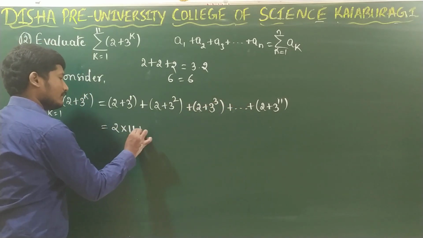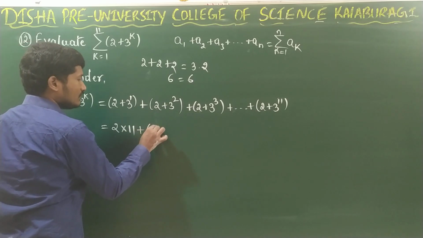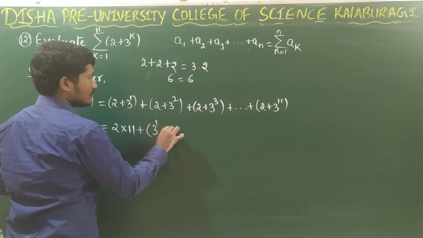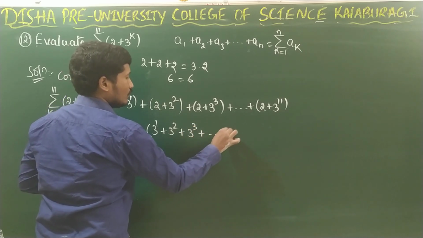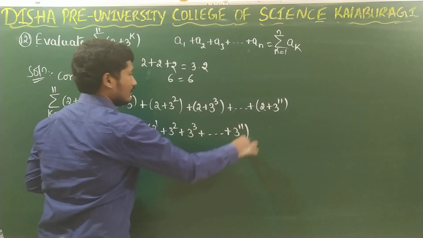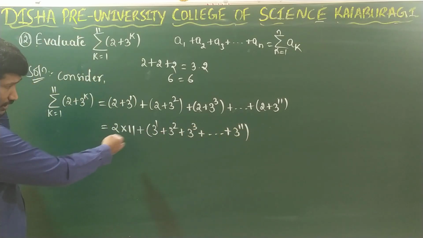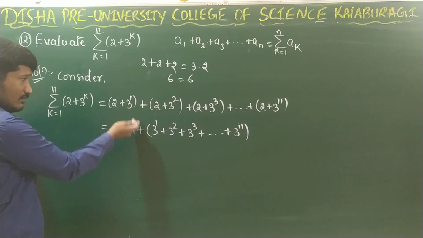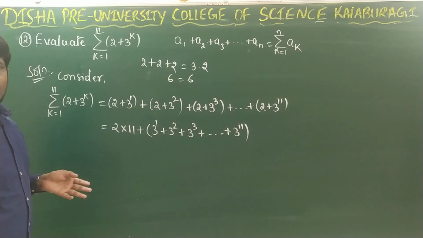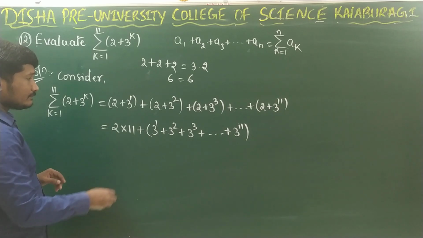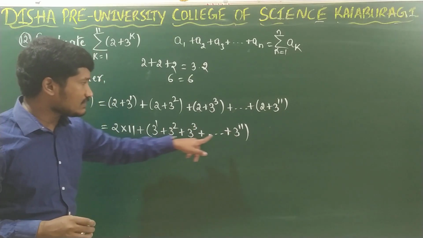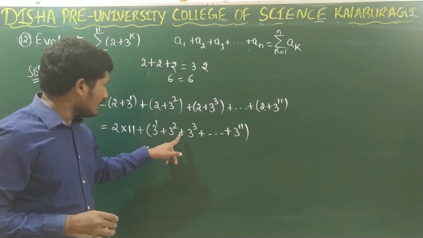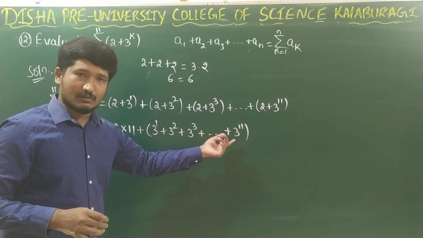Plus, what are the remaining terms? 3 power 1 plus 3 power 2 plus 3 power 3 plus so on plus 3 power 11. So observe this series. This is a series because we are adding all the terms.